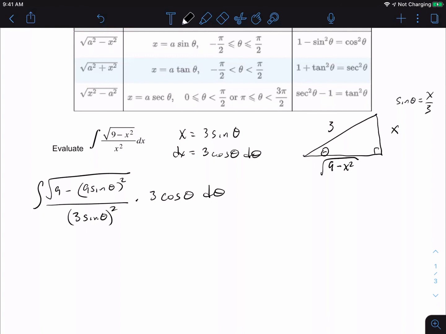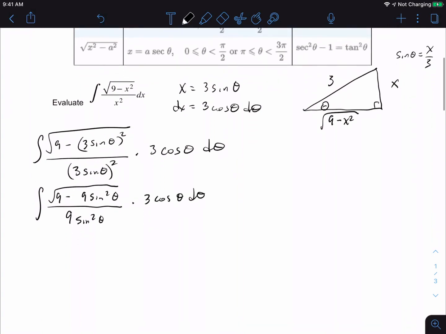Okay. So then in manipulating this, oh, I'm sorry, this should be a 3. My bad. That should be a 3. So what we end up getting is the integral of the root of 9 minus 9 sine squared theta over 9 sine squared theta times 3 cosine theta d theta. Bringing out the 9 and the root, that's going to become a 3. Root 1 minus sine squared theta times 3 cosine theta over 9 sine squared theta d theta.